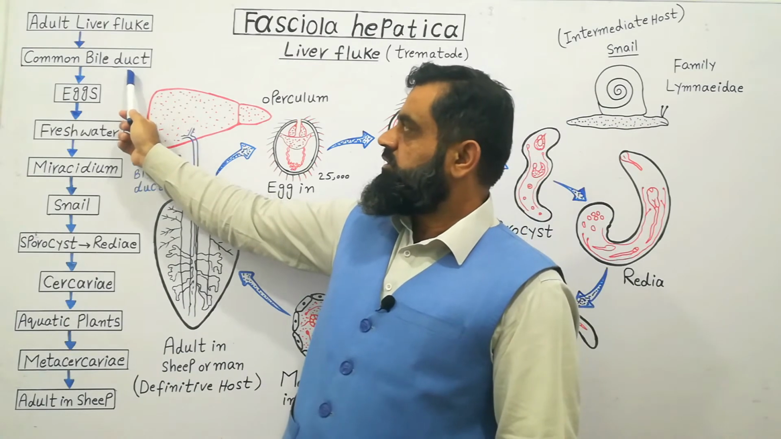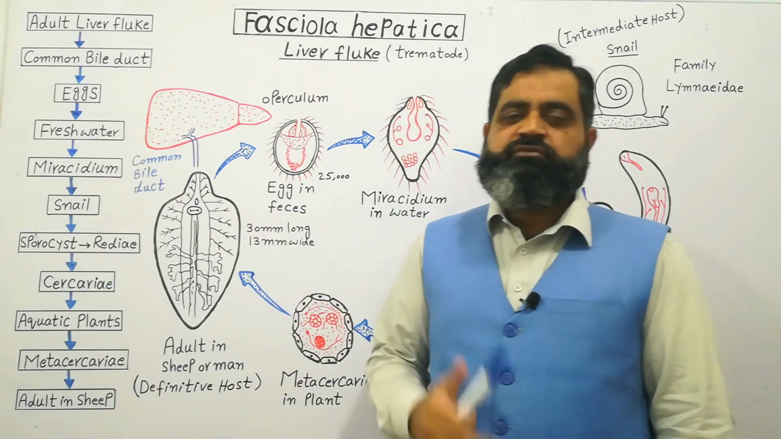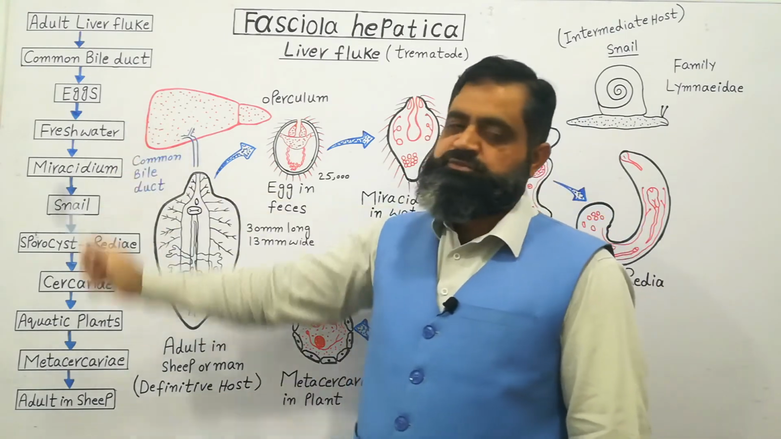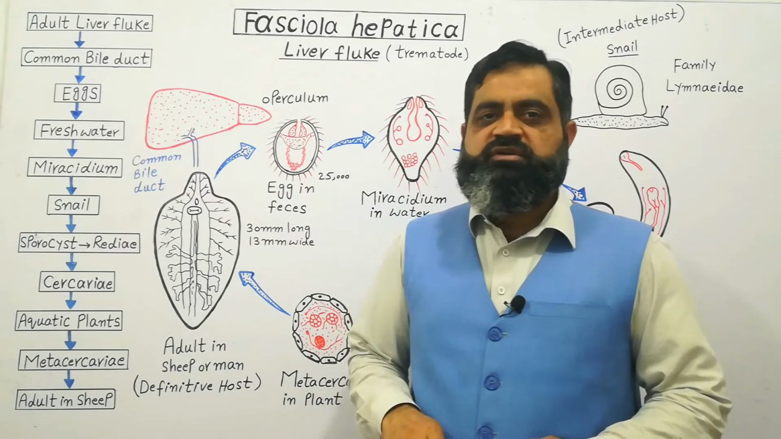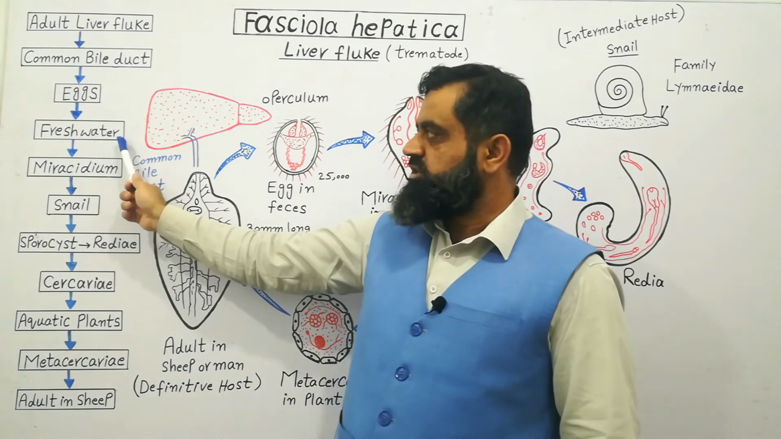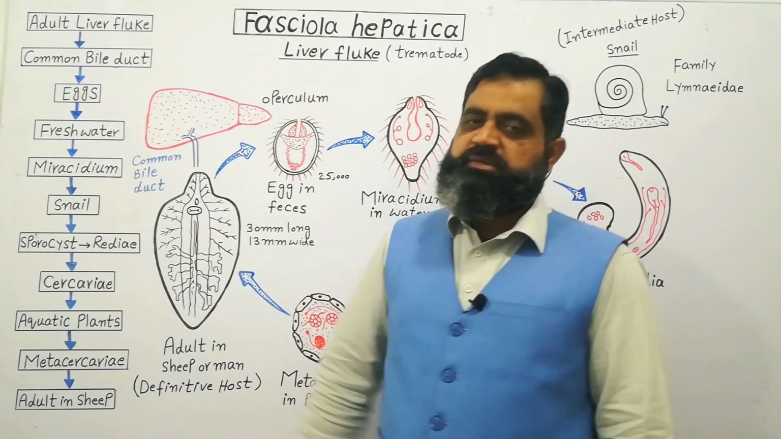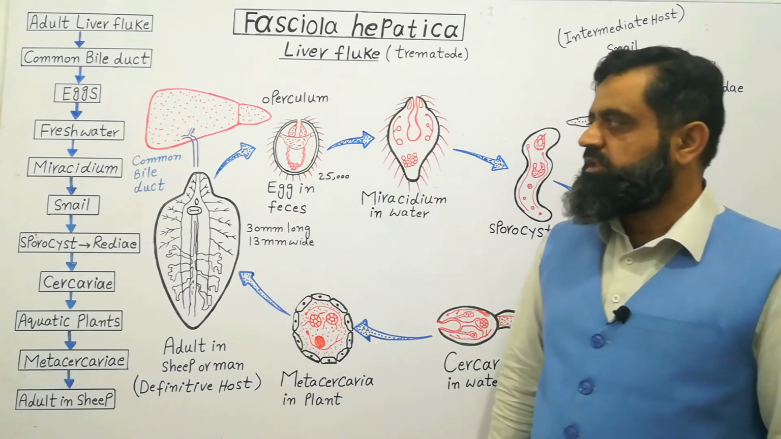Adult liver fluke lays thousands of eggs. As I have told you, 25,000 eggs are laid. These eggs are transported into freshwater bodies with the help of feces. On reaching freshwater bodies, these eggs produce a larva known as Miracidium larva, which you can see in the diagram. This is the Miracidium larva.